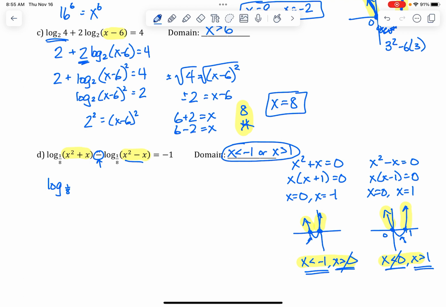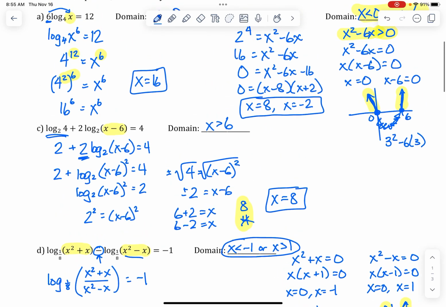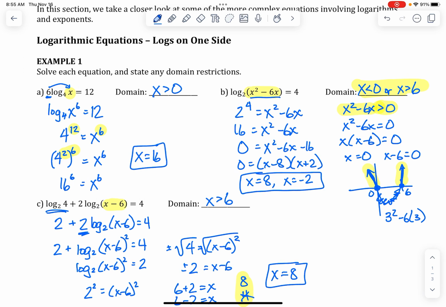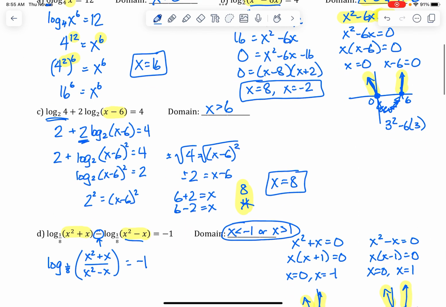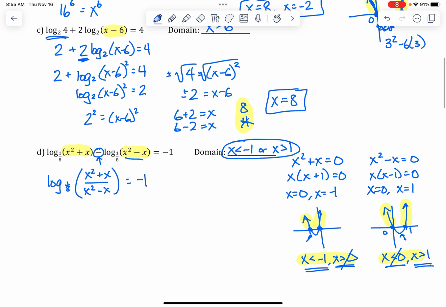So we have log base 1/8, don't worry about that fractional base, and then you have the first term, x squared plus x, divided by x squared minus x, and that equals -1. Well, since we have one log with a base, we can rewrite this in exponential form. That's the focus of these 4 examples. When you have logs on just one side of the equation, ultimately you're going to rewrite it in exponential form. So 1/8 to the -1 equals that fraction.